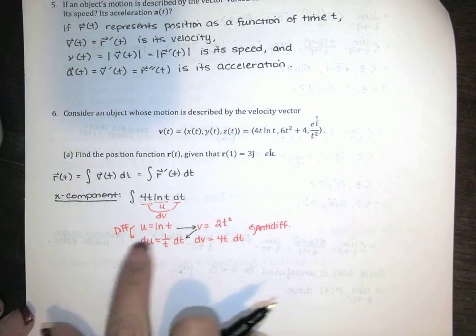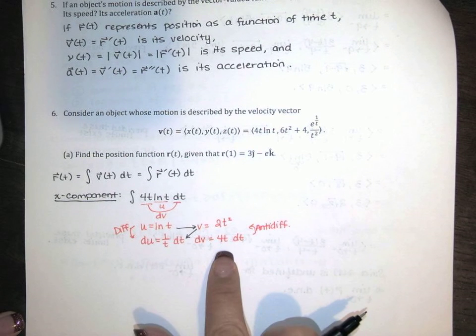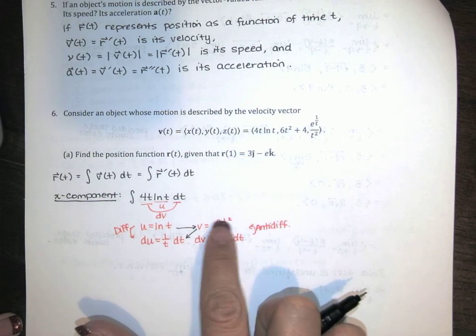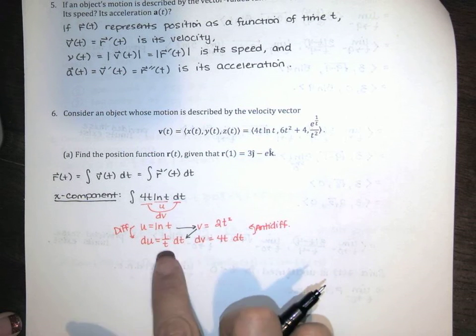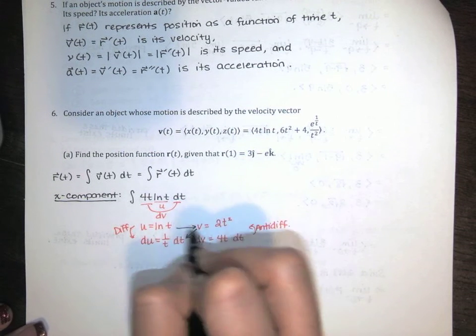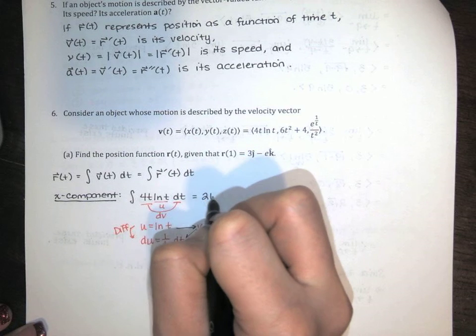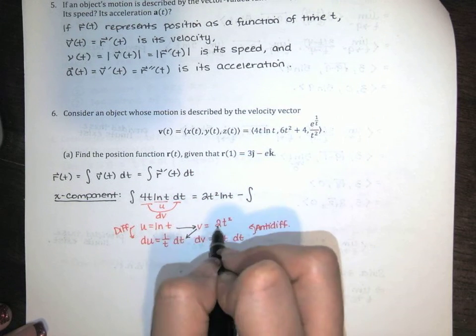So as long as I always set up my 2 by 2 table this way, with u and v in the top row, and du and dv in the bottom row, it's always going to be multiply across the top, then multiply across this diagonal, and subtract the integral across that diagonal. So I have u times v minus the integral of v times du.